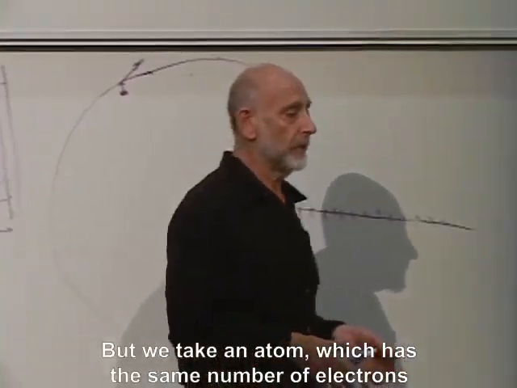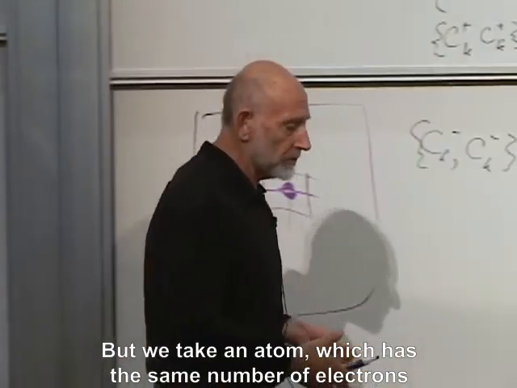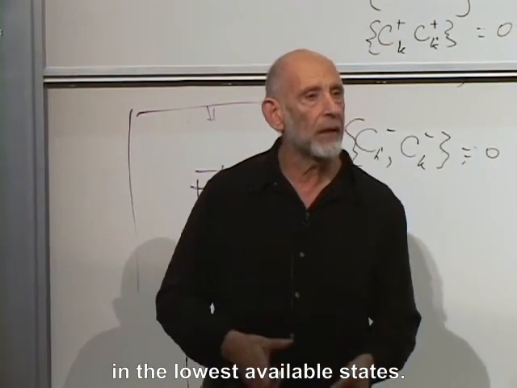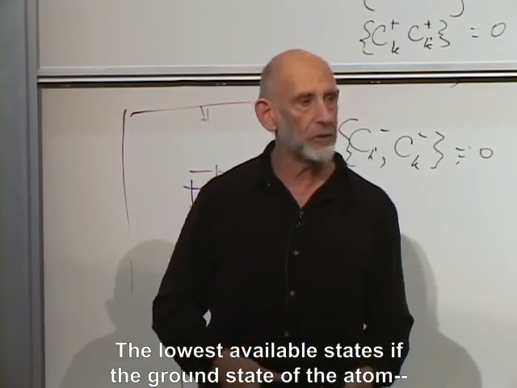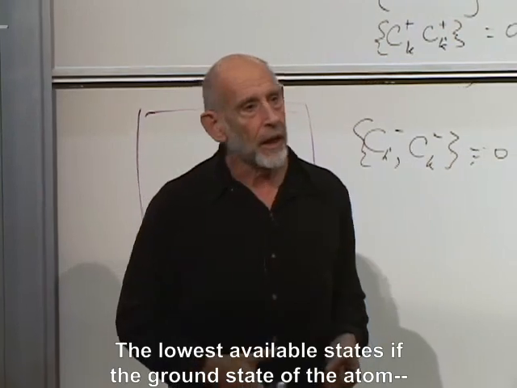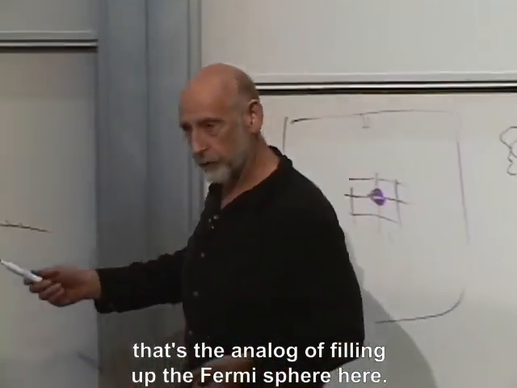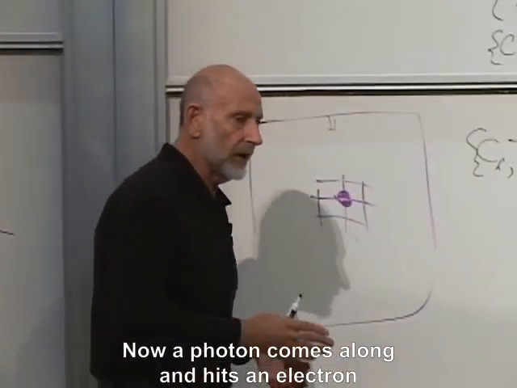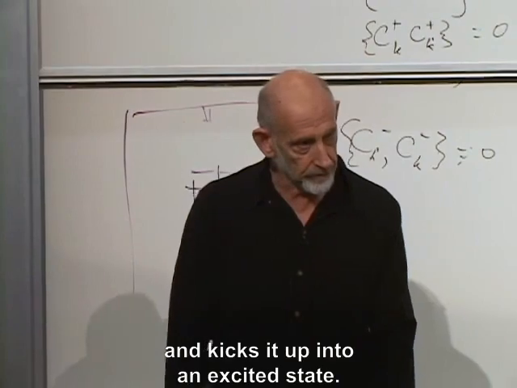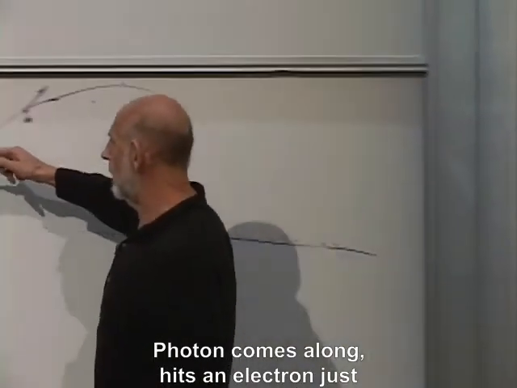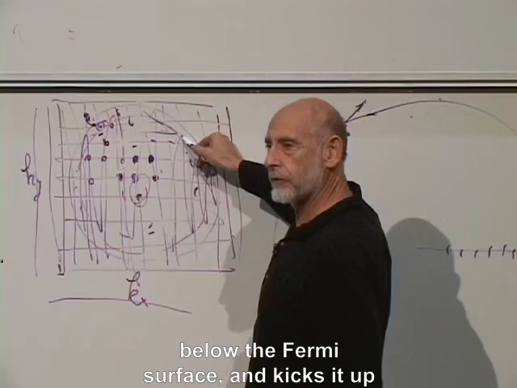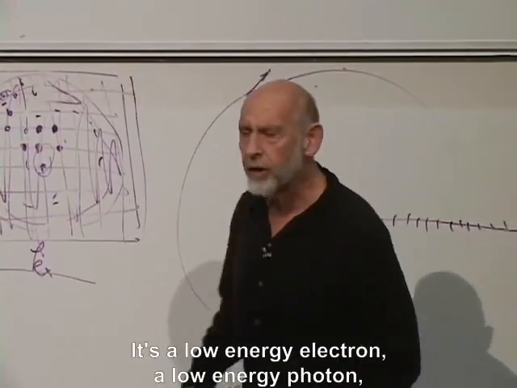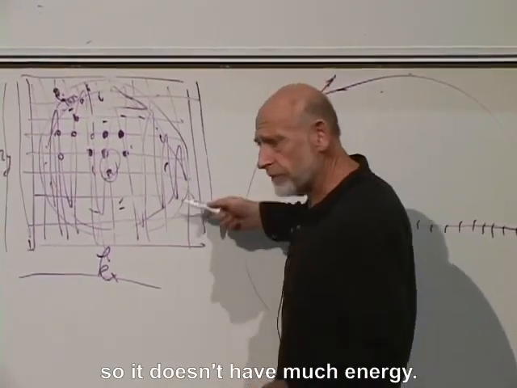But we take an atom which has the same number of electrons as protons, and we start with all of the electrons in the lowest available states, the ground state of the atom. That's the analog of filling up the Fermi sphere here. Now a photon comes along, hits an electron just below the Fermi surface and kicks it up just above the Fermi surface. It's a low energy photon, so it doesn't have much energy.